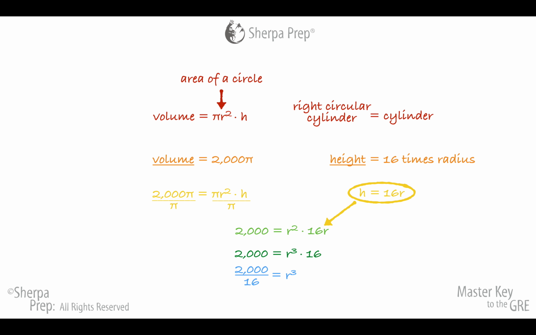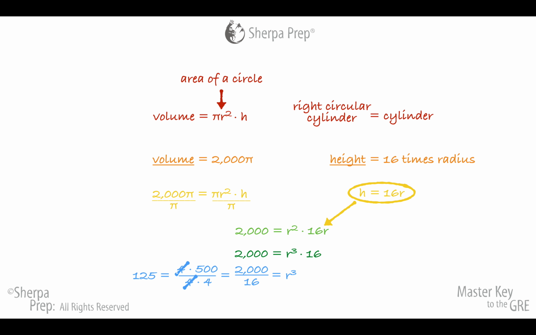What is 16? It's 4 times 4. And what is 2000? It's 4 times 500. Notice how the 4's cancel, leaving us with 500 over 4. And remember, an easy way to divide by 4 is to cut your number in half 2 times. So 500 cut in half is 250, and 250 cut in half is 125. In other words, we know that r cubed equals 125.